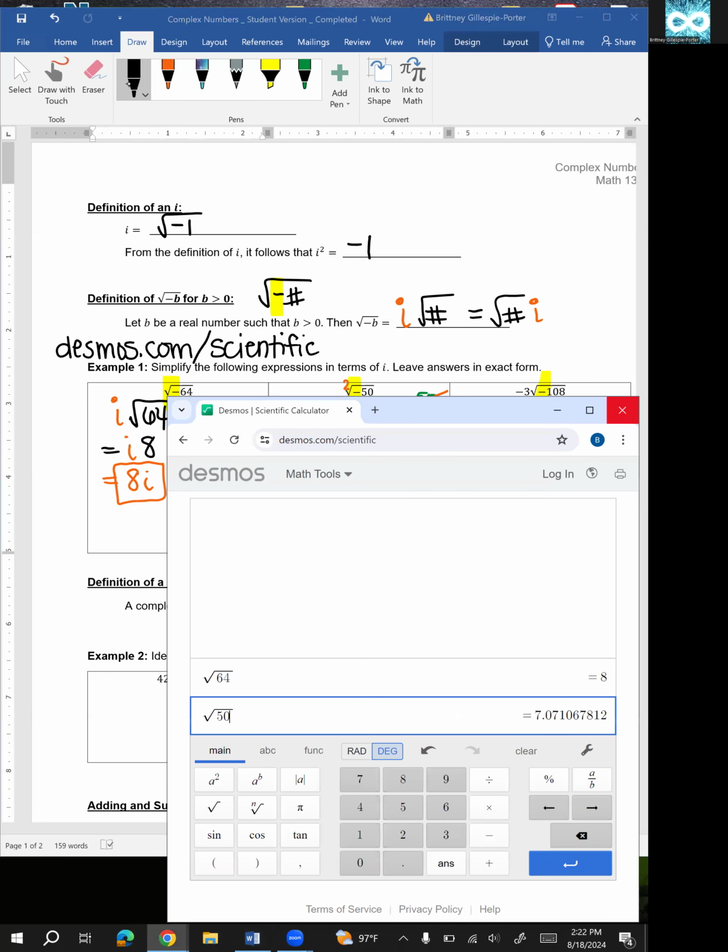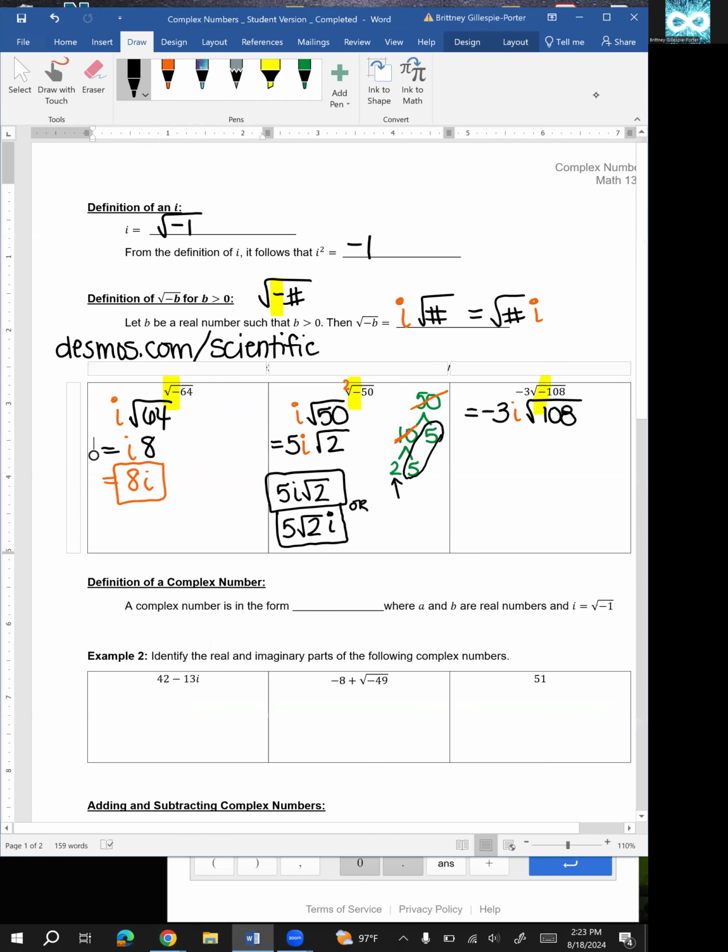We go back to our calculator. We take the square root of 108 and we get a decimal. Remember, if you get a decimal, that means that you need to use the factor tree. We need to break it down because it asks for an exact answer. So when we get a nice whole number, like the square root of 64 gave us 8, we do not have a radical in our answer. So let's break down our 108.